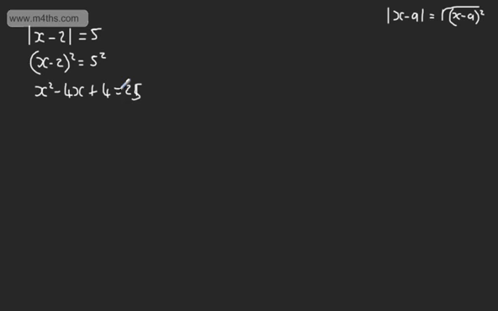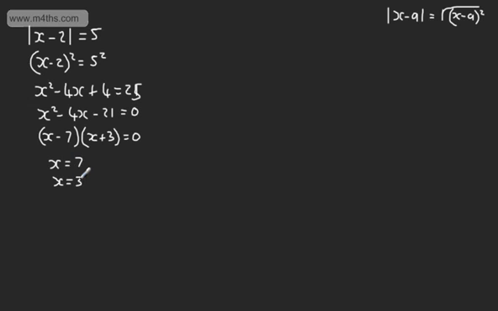Stepping ahead of myself there. Subtracting 25 from both sides, x squared minus 4x minus 21 is equal to 0. So let's go ahead, x minus 7 and then x plus 3 is equal to 0. So we can see from here that x would be equal to 7 and x would be equal to minus 3.